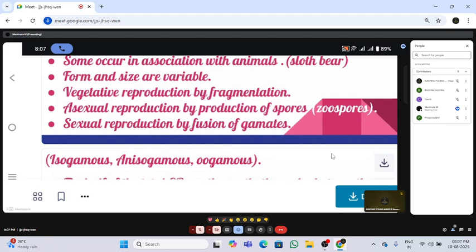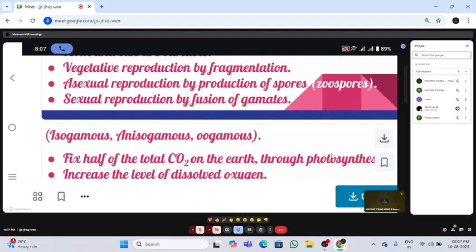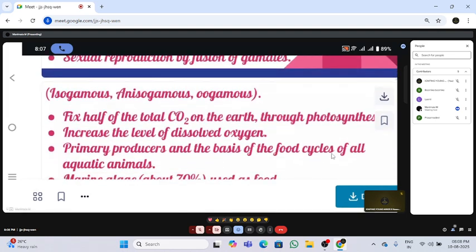Next, asexual reproduction takes place with the help of spores, called zoospores. There are different types of spores. Aplanospores are thin-walled non-motile spores, and akinetes are thick-walled resting spores. In the palmella stage, the zoospores or aplanospores are covered by mucilage.